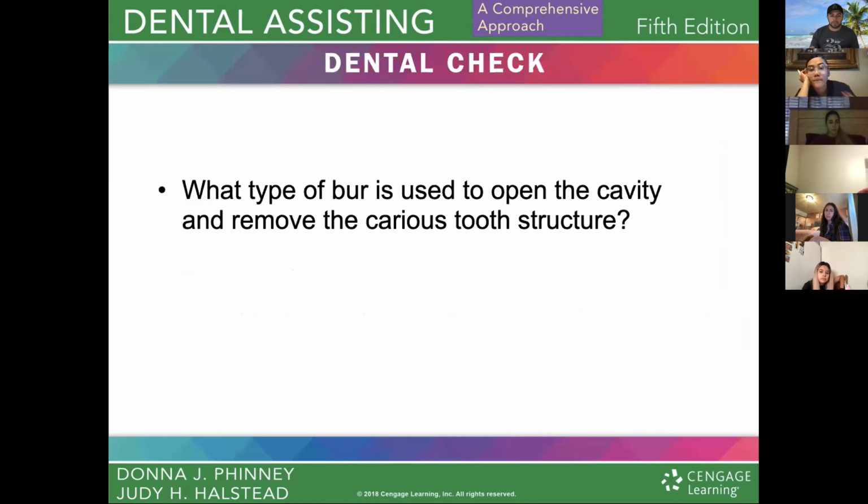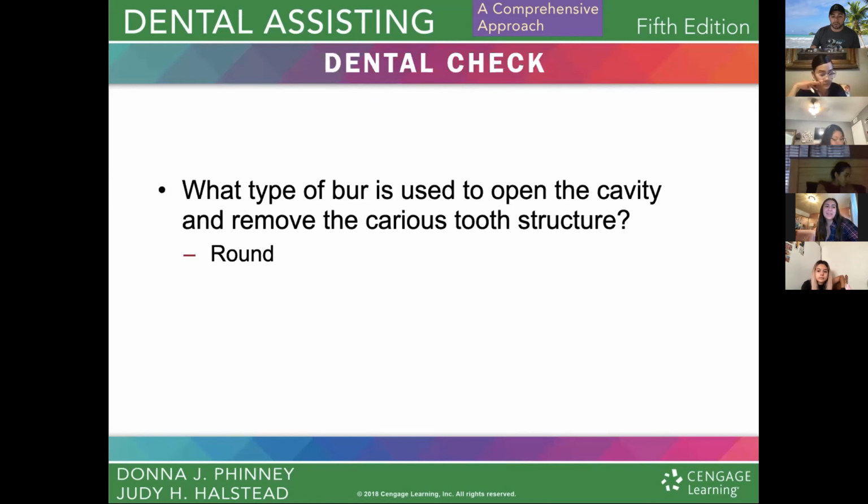Who could tell me what type of burr is used to open the cavity and remove carious tooth structure? I heard a round burr, and what else? Cone, that's another one. So both of them are right. Round is used for opening the cavity, and also for removing carious tooth structure.